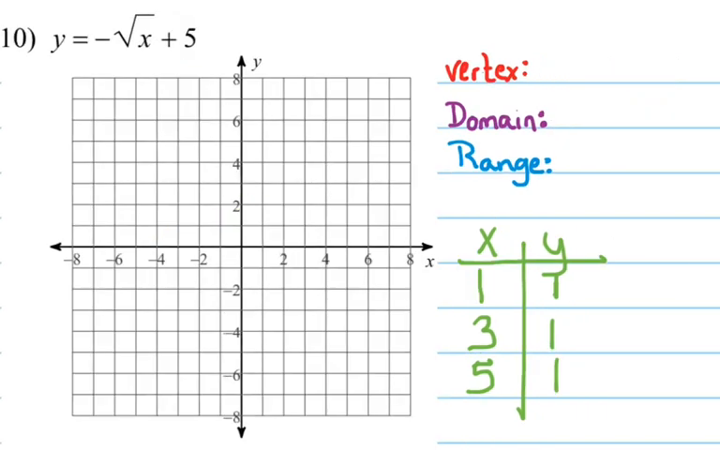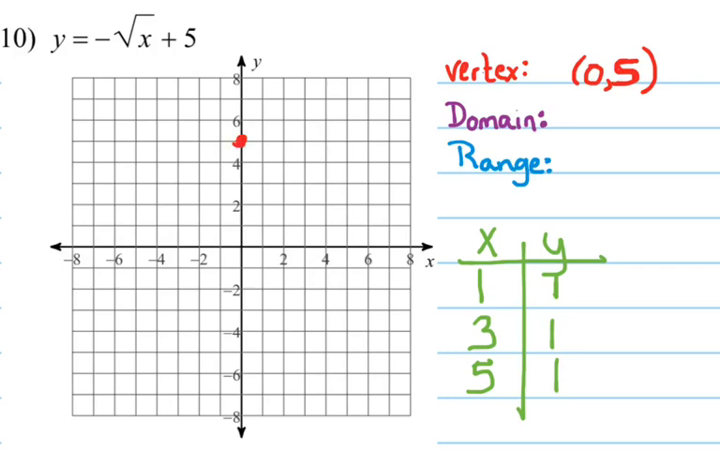Let's look at the next graph. This next graph is y equals a negative square root of x plus 5. So let's identify our vertex. There is nothing under the square root besides the x. So it's 0, comma, and then it's going to be the same sign for the number outside. So 0, comma, positive 5. Now, come over and graph: 0, 5 is right here.